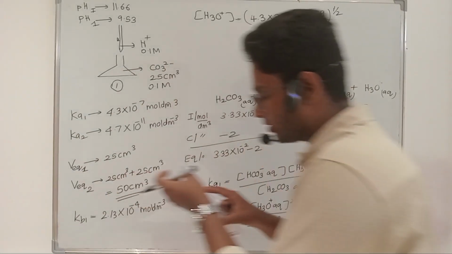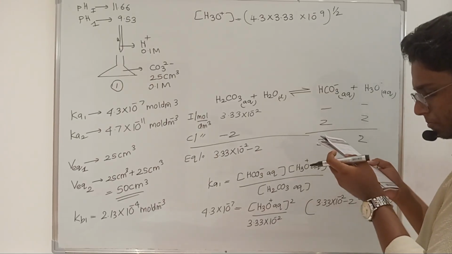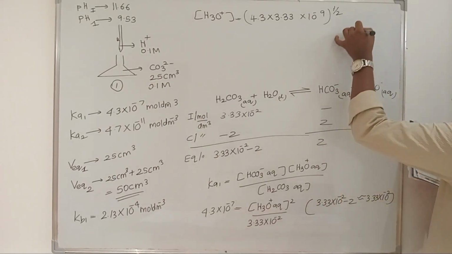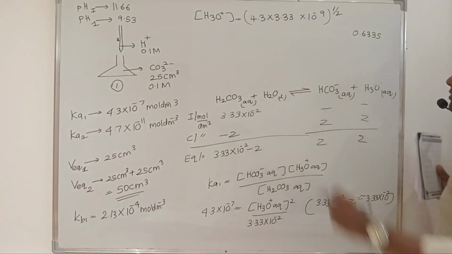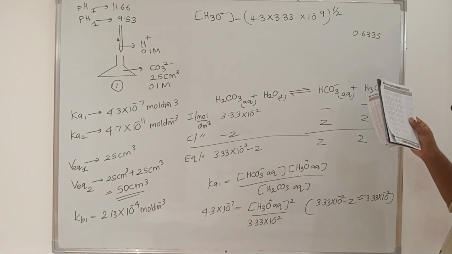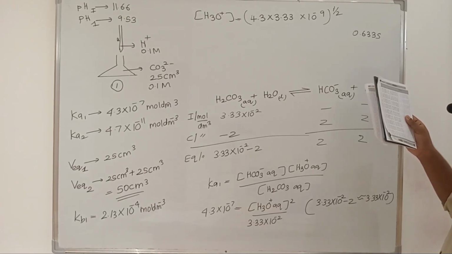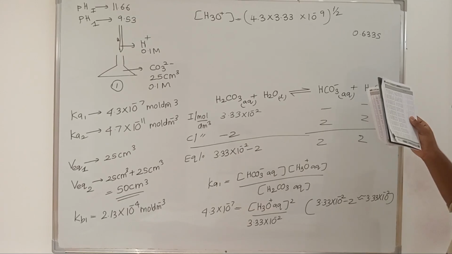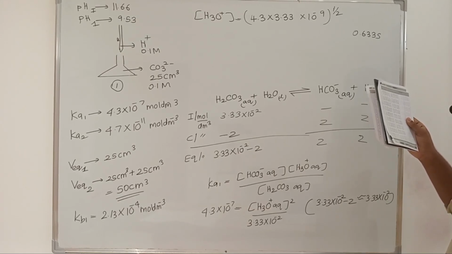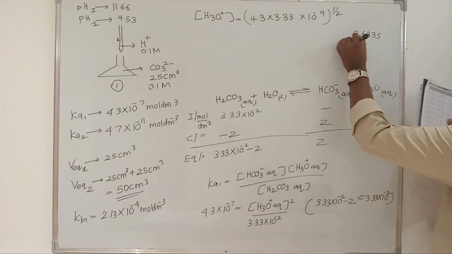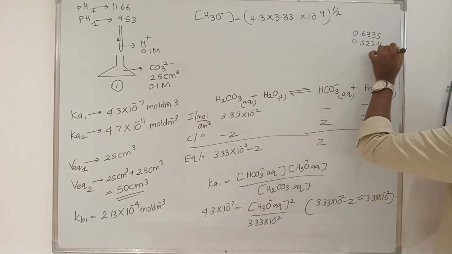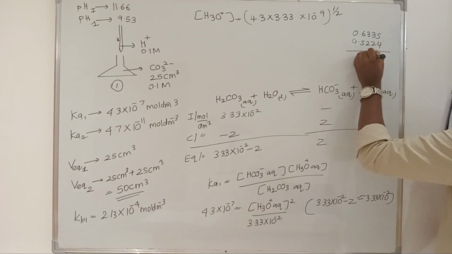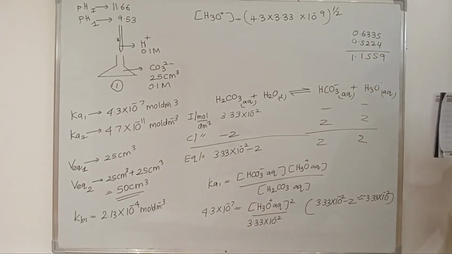So if I use log, 0.6335 is the log value of 4.3. The log value of 3.33 is going to be 0.5224. As this is a multiplication, when you take the log values, it becomes an addition. So the sum is 1.1559. Now I have to find the antilog of this.